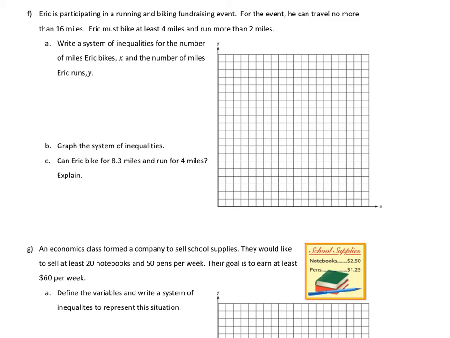Okay, letter F. Eric is participating in a running and biking fundraising event. For the event, he can travel no more than 16 miles. Eric must bike at least 4 miles and run no more than 2 miles. Write a system of inequalities for the number of miles Eric bikes, x, and the number of miles Eric runs, y. Great. We don't need let statements here. They're done for us.